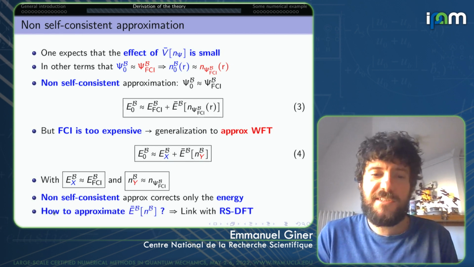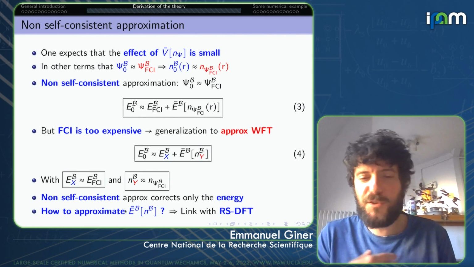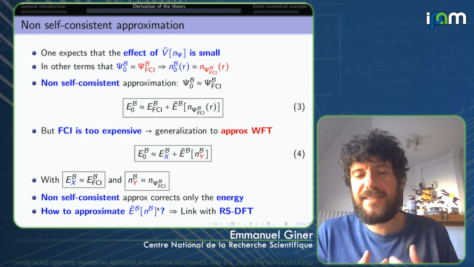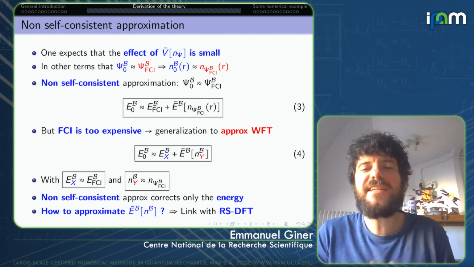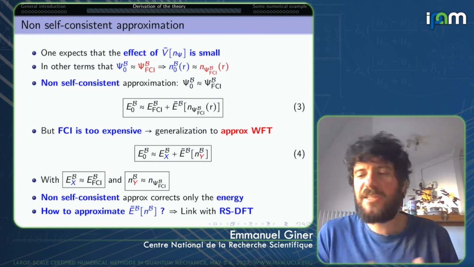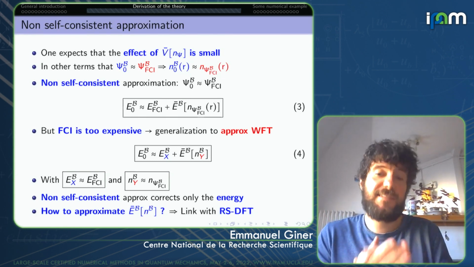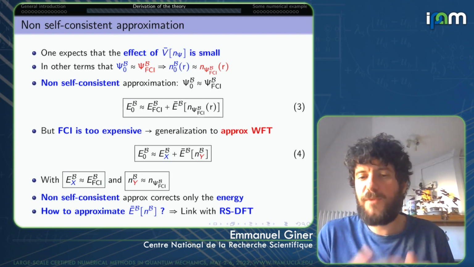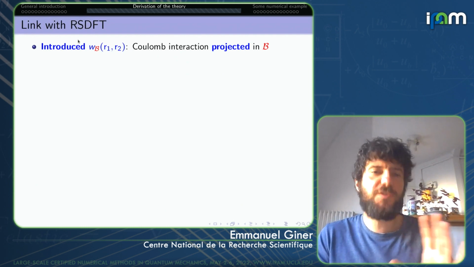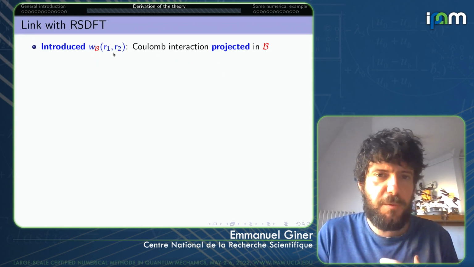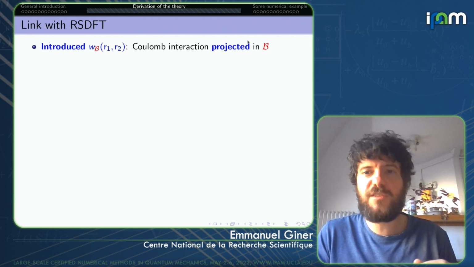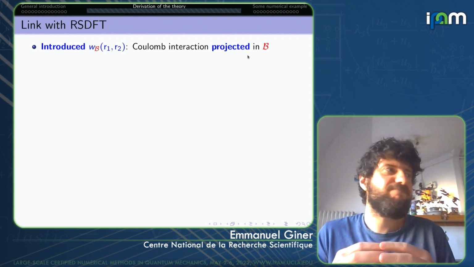Now, of course, the question is, how do we deal with this unknown, non-universal complementary functional? But the key thing is that what is missing in the basis set is short-range correlation effects. So therefore, we know that range-separated DFT does precisely that. And this is why we are going to make a link with range-separated DFT. So the cornerstone of this is the introduction of an effective interaction that represents the Coulomb interaction projected in a basis set.